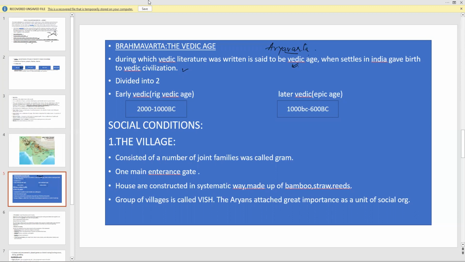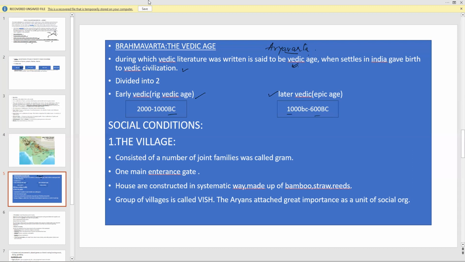The period during which the Vedas or the Vedic literature were written is called the Vedic age. During that time the Aryans permanently settled in India and gave birth to this Vedic civilization. Because of this, we could gain knowledge of the different Vedas, and it was later divided into two periods. As mentioned before, it was the early Vedic and the later Vedic age. Early Vedic is 2000 to 1000, and from 1000 to 600 BC was the later Vedic age.